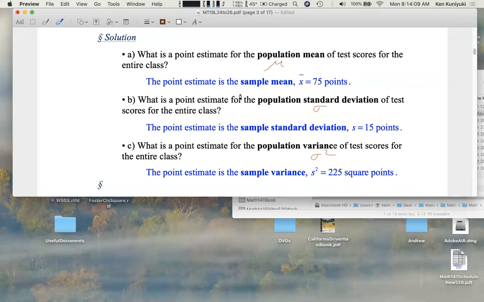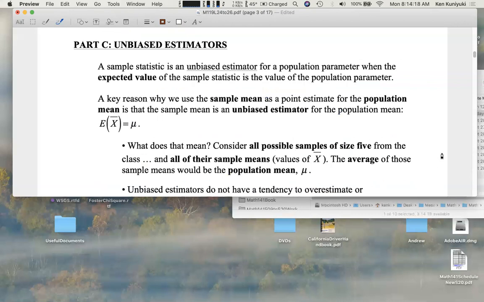All right. And why is it that the sample mean is the best point estimate for the population mean, or one of the reasons? Well, because it turns out that the sample mean is an unbiased estimator for the population mean. Here's a bit of theory. Don't freak out too much about it. A sample statistic is an unbiased estimator for a population parameter, such as mu, when the expected value of the sample statistic, like x bar, the sample mean, is the value of the population parameter, mu, the population mean. So again, a key reason why we use the sample mean as a point estimate for the population mean is that the sample mean is an unbiased estimator for the population mean.